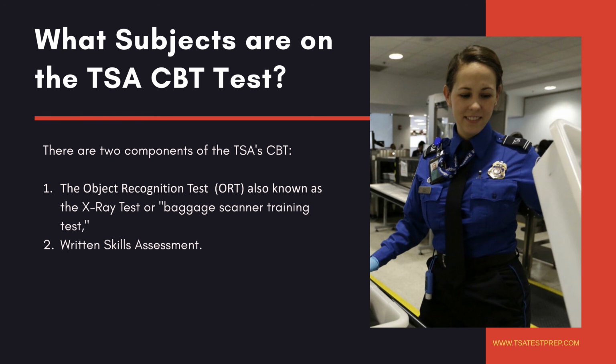What subjects are on the TSA CBT test? There are two components of the TSA CBT. One, the Object Recognition Test, or ORT, also known as the X Ray Test, or Baggage Scanner Training Test. Two, there's also a written skills assessment.